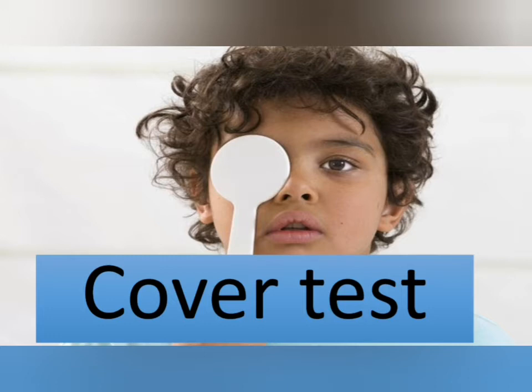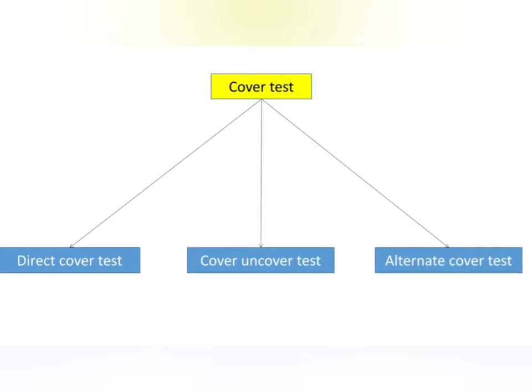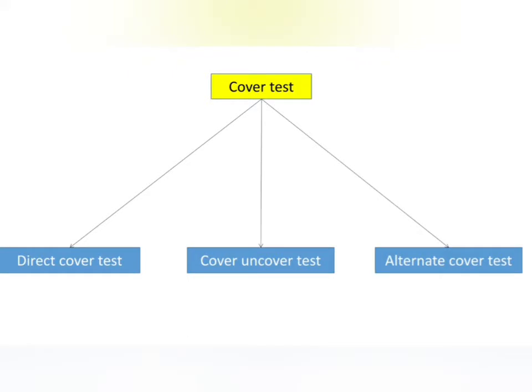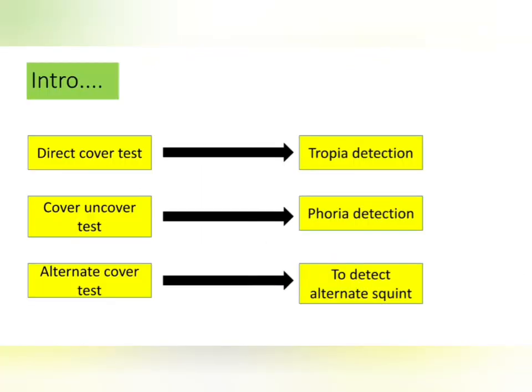Okay, so let's start. There are three types of cover test. Before that, I need to tell you that to perform the cover test you need an instrument called an occluder. The occluder looks like this. The three types are the direct cover test, the cover-uncover test, and the alternate cover test. We will learn each type separately. The direct cover test is performed to rule out tropia, the cover-uncover test is performed to rule out phoria, and the alternate cover test is performed to detect alternate squint.